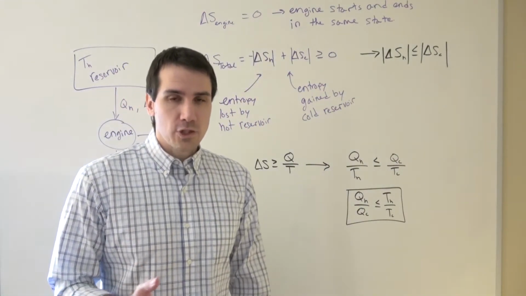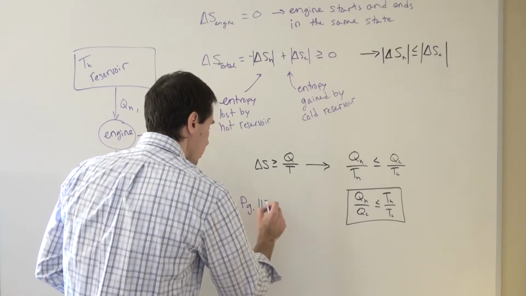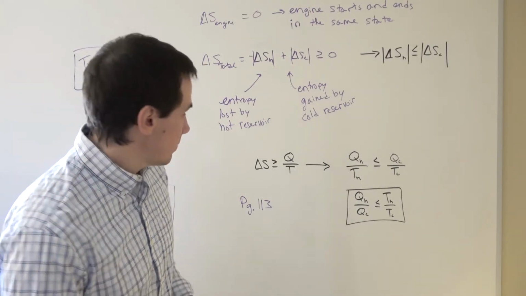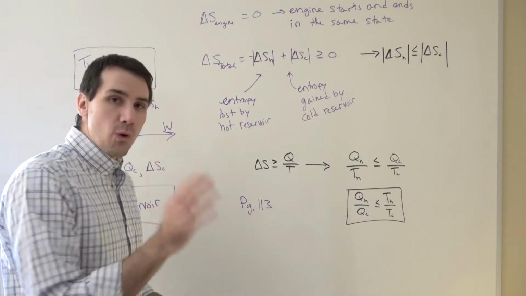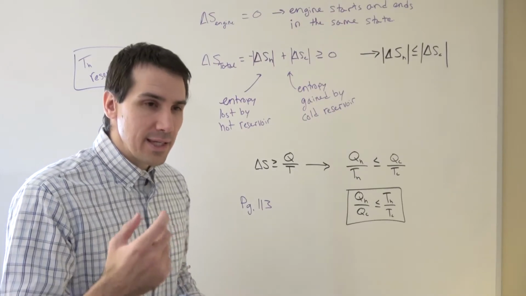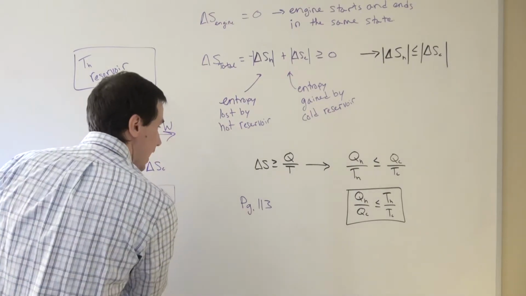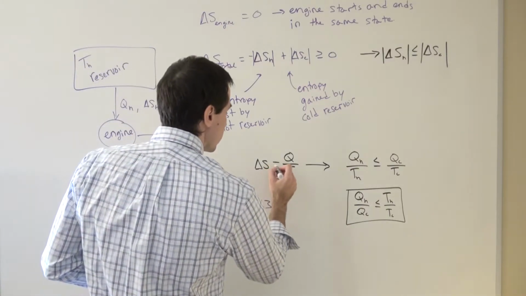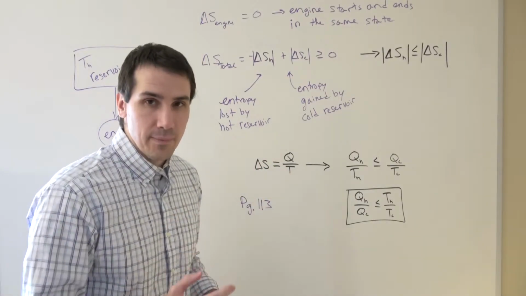Now, if we remember back to chapter 3, particularly on page 113 of Schroeder, there is a relationship between the change in entropy of a system and the ratio of its heat and temperature. For quasi-static processes, that are processes that happen slowly enough that the state variables, things like pressure and temperature, are well defined throughout, this actually becomes an equality. That is, the change in entropy is equal to the heat transferred divided by the temperature.